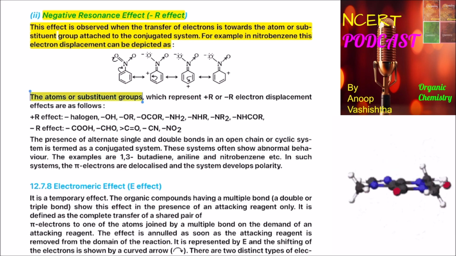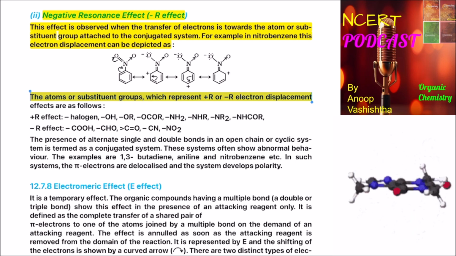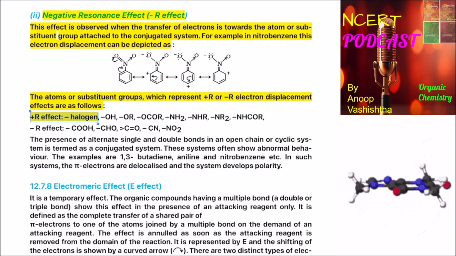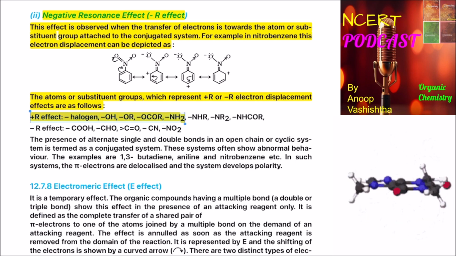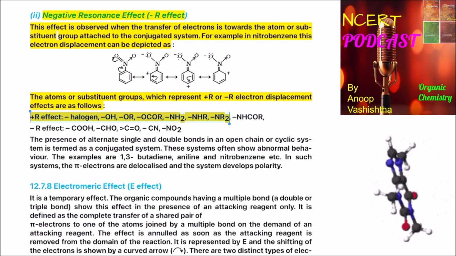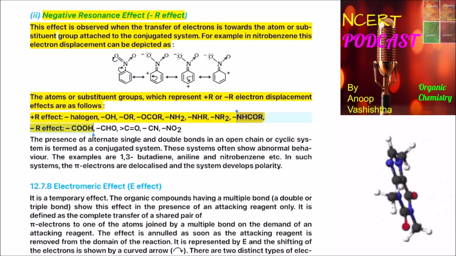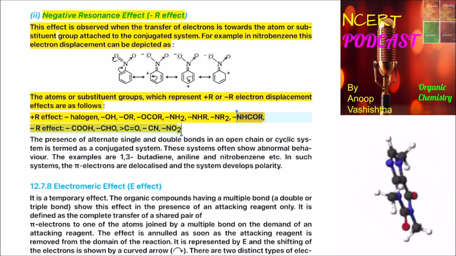The atoms or substituent groups which represent plus R or minus R electron displacement effects are as follows. Plus R effect: halogen, OH, OR, OCOR, NH2, NHR, NR2, NHCOR. Minus R effect: COOH, CHO, C=O, CN, NO2.